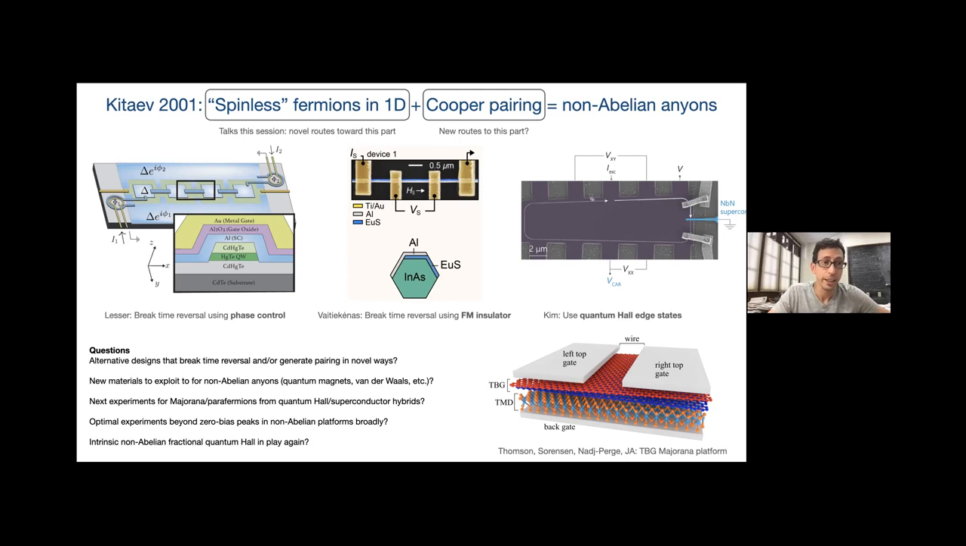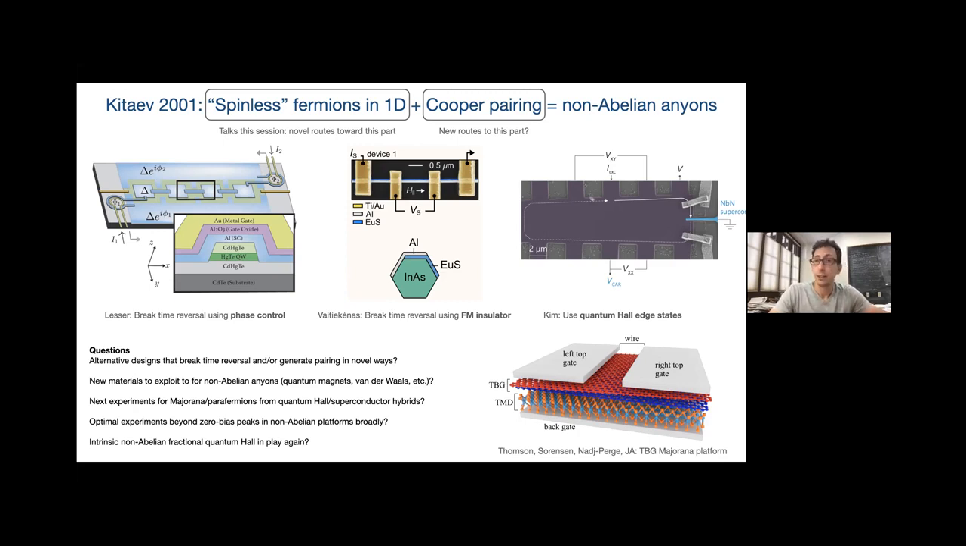I think it's interesting to ask whether there are alternative designs that break time reversal symmetry in clever ways, or maybe generate pairing in clever ways that can improve upon existing ideas. Maybe there are new materials that we should have in mind to exploit for non-abelian anyon engineering. Could be things like quantum magnets, van der Waals systems, and on and on. In terms of Philip's talk, he already gave us a long list of appealing experiments for the future to try to really nail down the existence of Majorana zero modes and parafermionic zero modes and quantum Hall superconductor hybrids, but maybe people in this audience have other ideas.